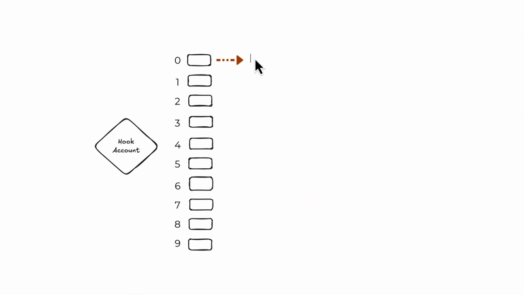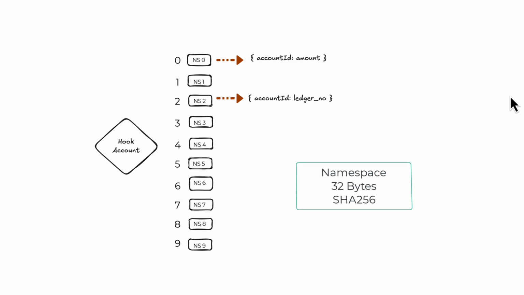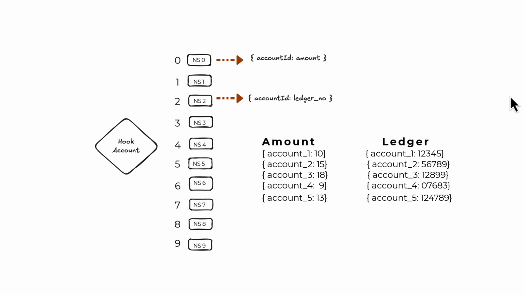Suppose this hook wants to store your account ID as key and the amount you sent as value. Similarly, some other hook on your account wants to store your account ID as key and ledger number as value. Since the key is same, the value gets overwritten. To avoid this, we must enter a unique namespace for each hook while installing it. Again, namespaces are 32 bytes and recommended to be a SHA-256 hash. Think of namespaces as collections in NoSQL or tables in SQL.